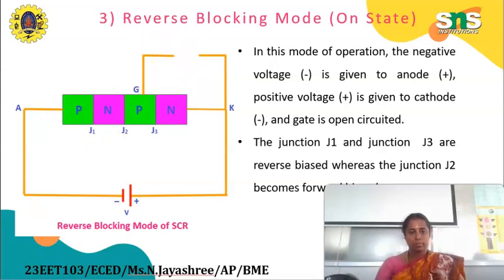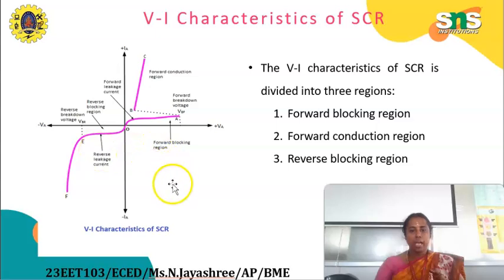This is the VI characteristics of an SCR: reverse leakage current, forward blocking region and forward conduction region, and reverse leakage current, reverse blocking region and reverse breakdown voltage. When this voltage increases, the reverse leakage current and forward blocking also increase.